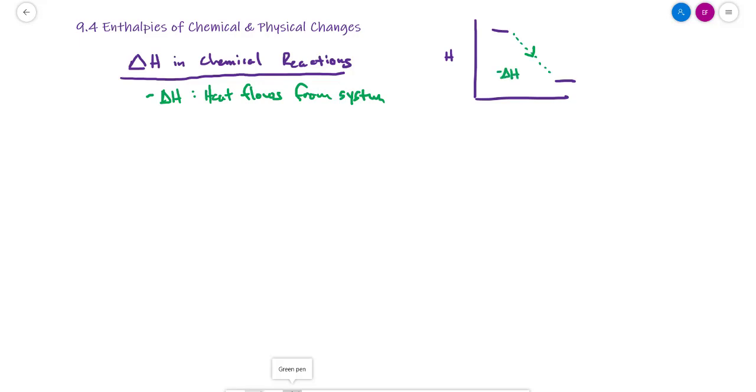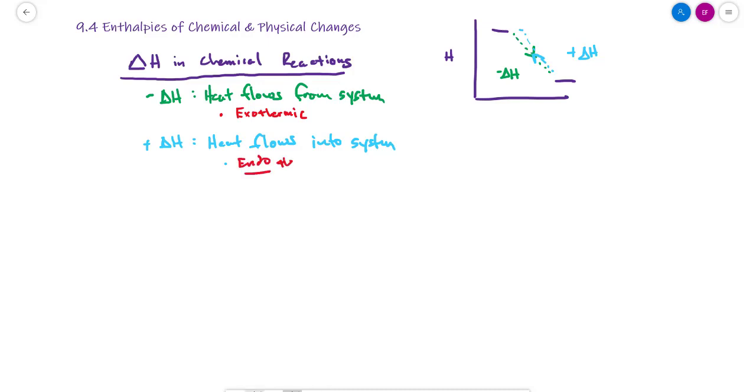And we're also going to give that a new additional name. We're going to call that exothermic. So exothermic means heat flows from the system. We now know that we can also have this positive delta H, which means heat flows into the system from the surroundings, and that's used to drive the reaction uphill. So we'll drive it back up to a higher energy state, and we'll say that's the positive delta H, and we will say that's an endothermic system. And this is for chemical reactions specifically.